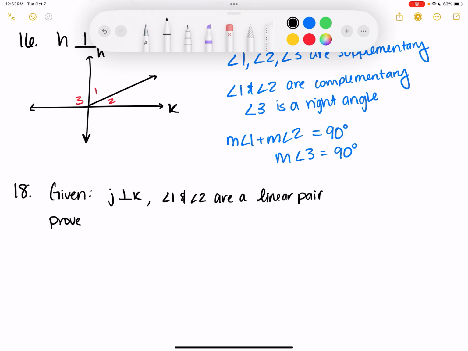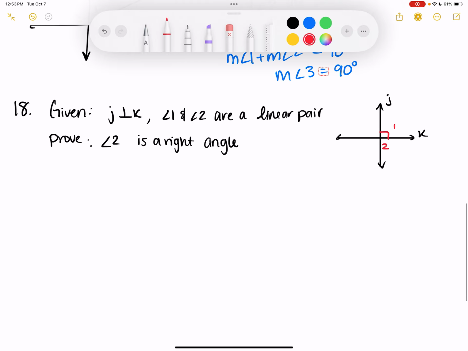We're trying to prove that angle 2 is a right angle. And they give us a visual. This is J, this is K. All right, so again, I'm going to go through and write in all the stuff that they tell us. I'm going to put blanks where we're going to fill things in.